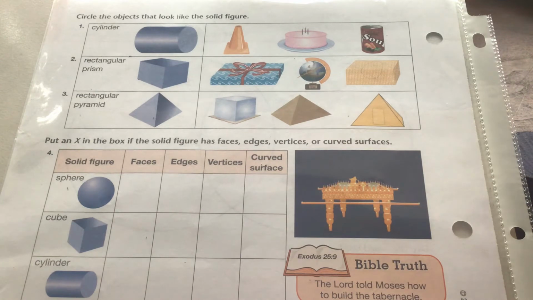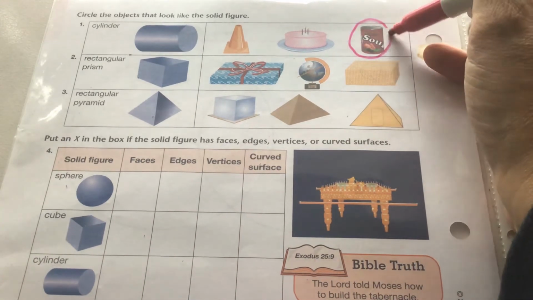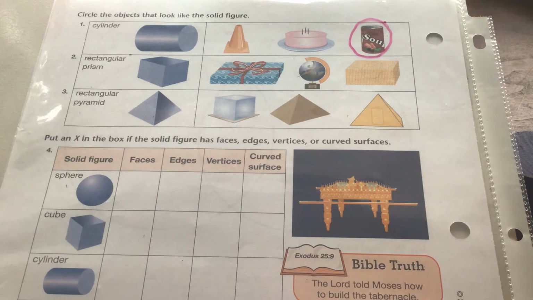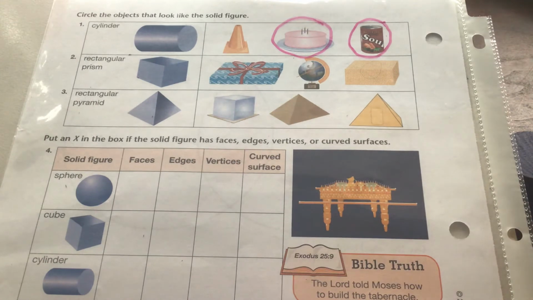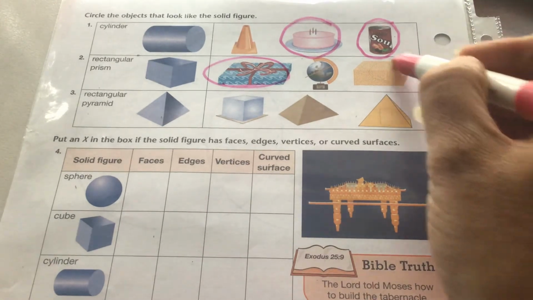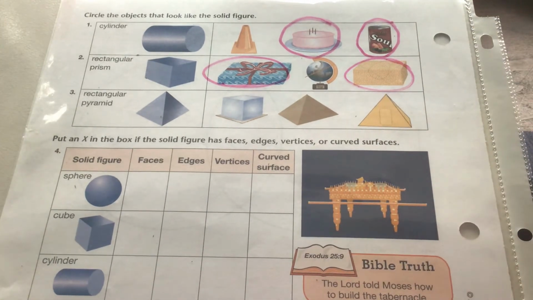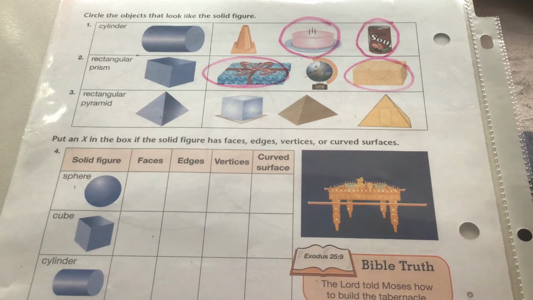And you probably noticed right away the can, right? Lots of cylinders. We use cylinders actually quite a bit. The soup can here is a cylinder, but so is the cake. So in this one, you would have circled both the cake and the soup can. And number two, we're looking for rectangular prisms, really just any type of box, right? So here we have a gift that's in a box. We also have a tissue box, right? That would be another example of a rectangular prism.